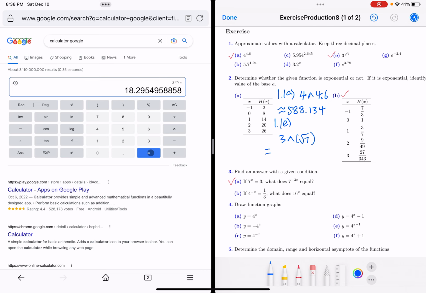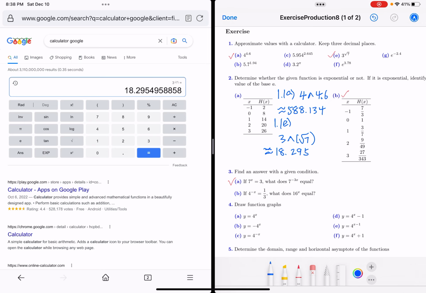You hit the enter key or equal sign, then you should have approximately 18.295, because here the fourth digit after the decimal point is less than 5, so we drop it. The final answer is 18.295.